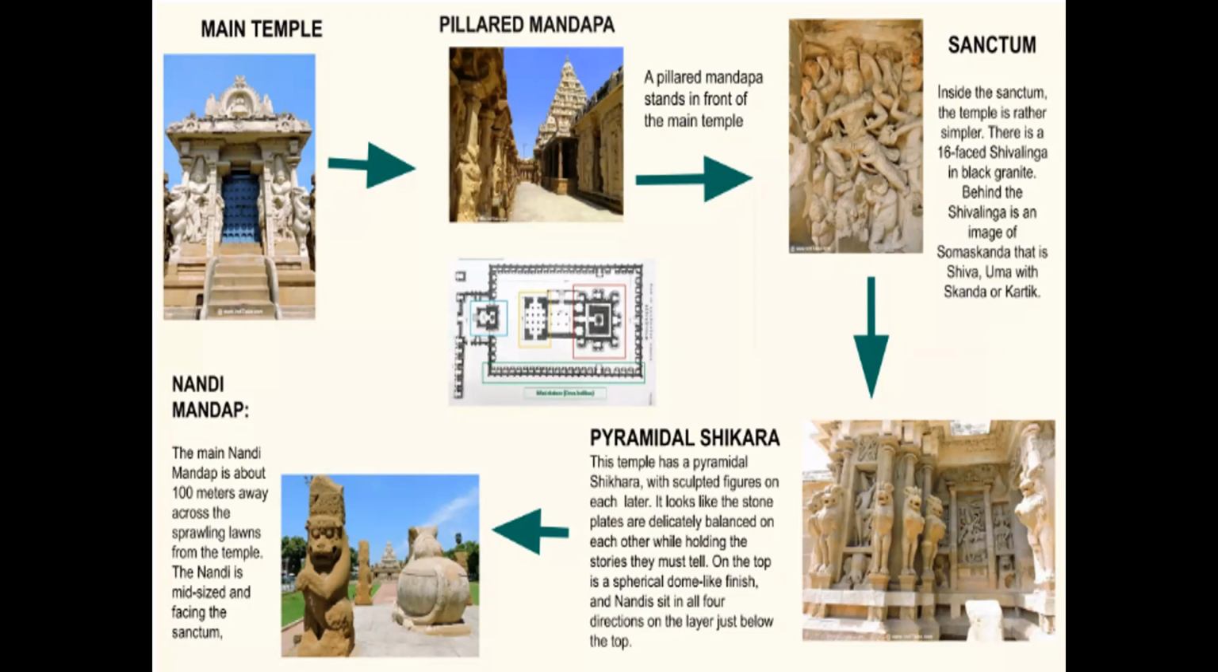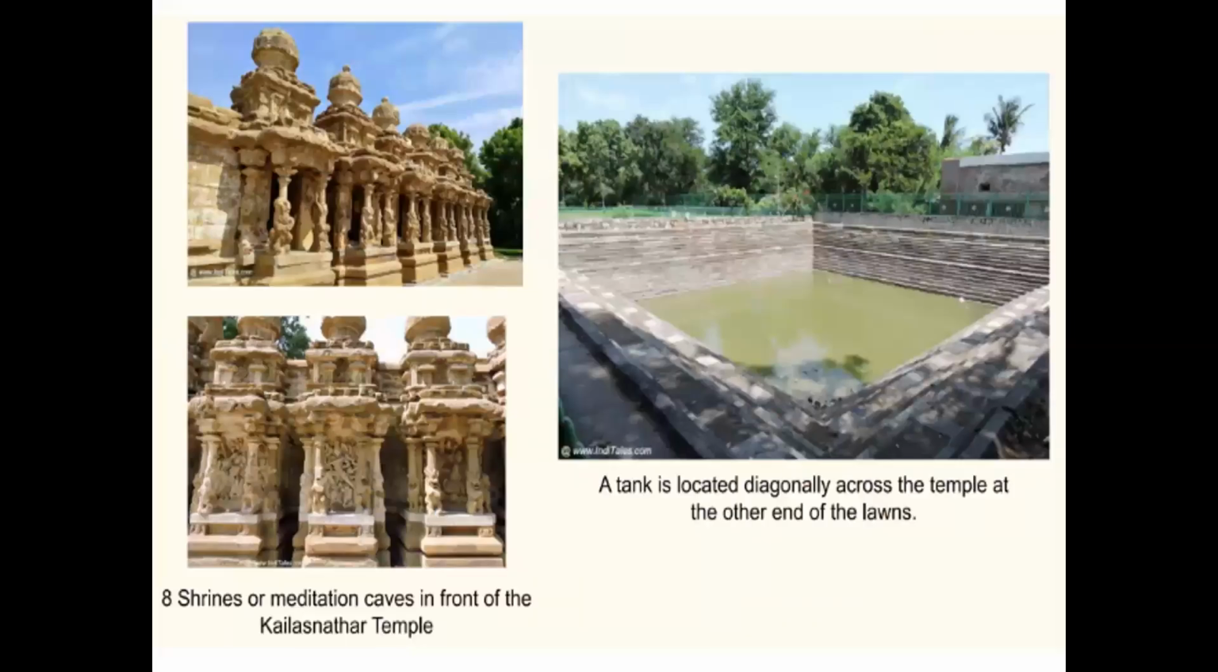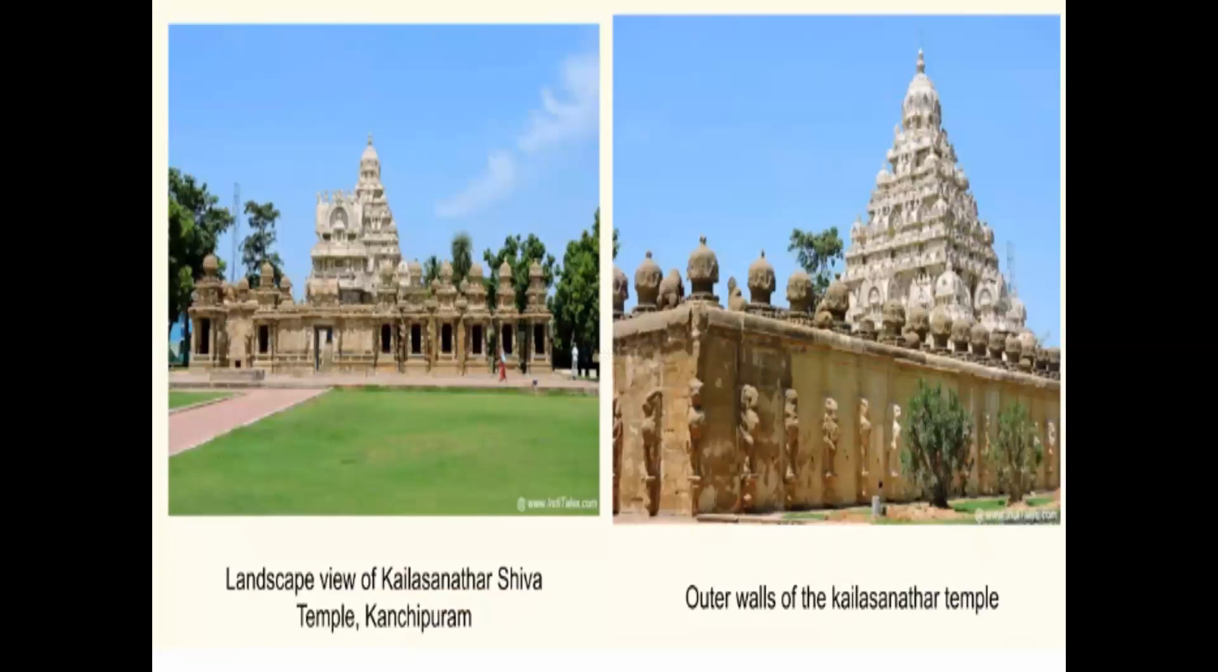8 shrines or meditation caves are in front of the Kailasanath temple. A tank is located diagonally across the temple at the other end of the lawns. You can see in this picture the end of the lawns. This is the landscape view of Kailasanatha Shiva temple at Kanchipuram. And the second picture is the outer wall of the Kailasanatha temple.